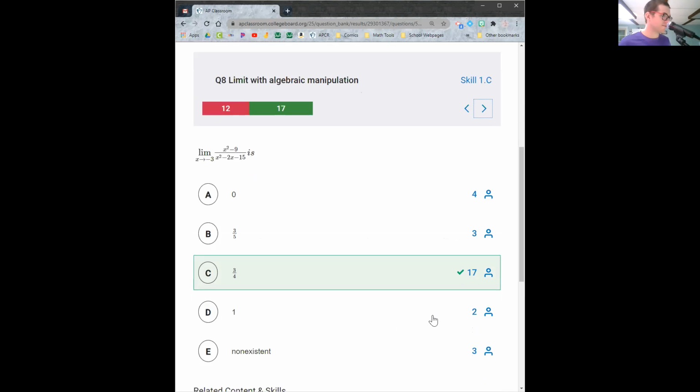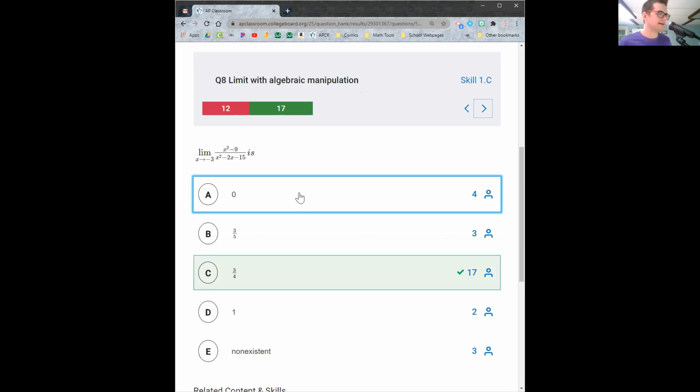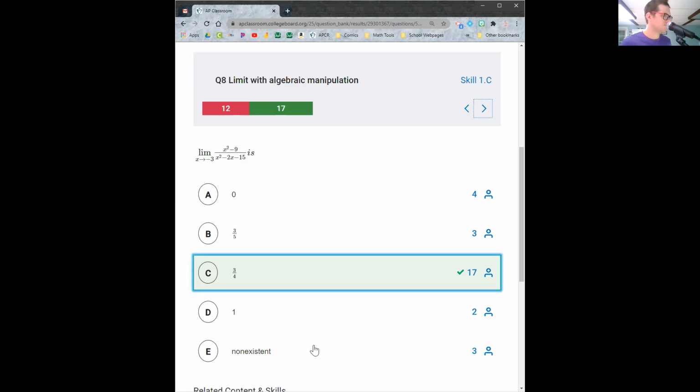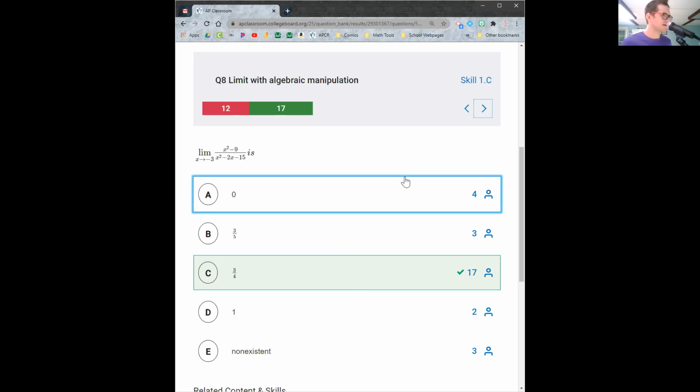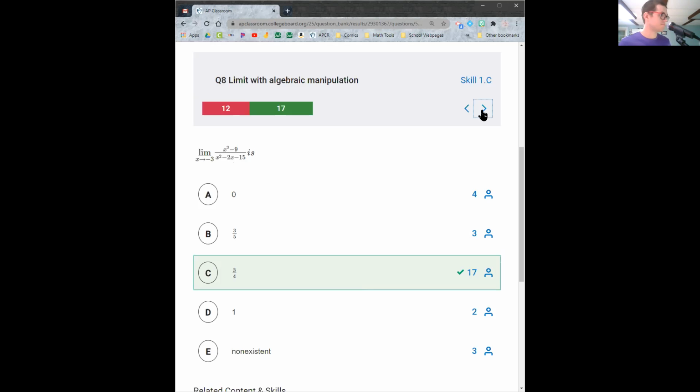Again, there's a range of values there. I'm sure the people who picked 0 kept thinking in their mind that 0 over 0 is 0. And it's not. It's indeterminate because we don't know what it is. I'm not sure what the other answers are. I haven't thought about them very much, but that's how I'd approach that one.